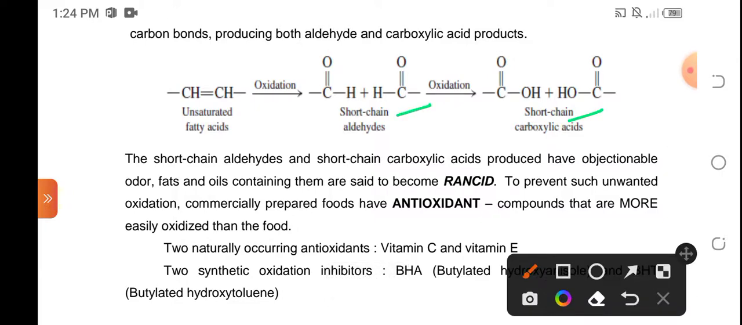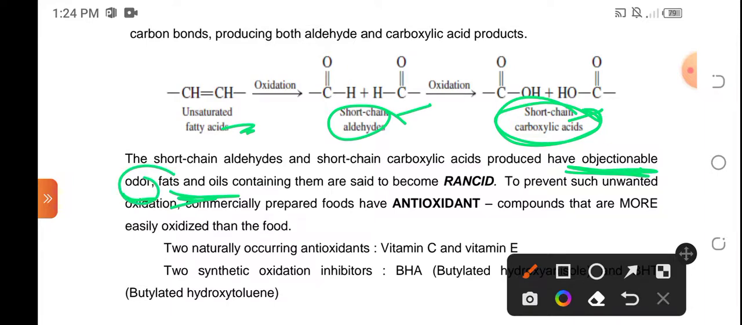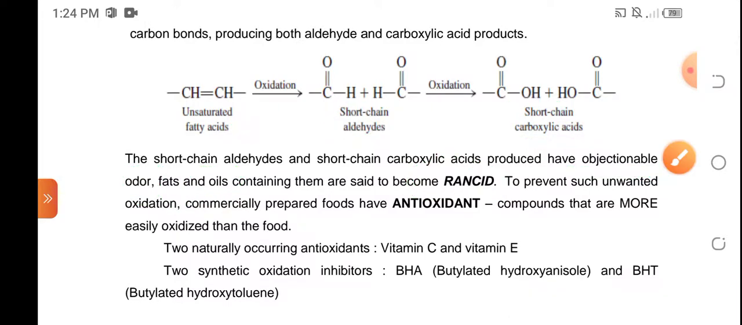And with that oxidation, these short chain aldehydes and short chain carboxylic acids that are the product of oxidation are actually the objectionable odor that could be identified in the fat and oil. At kapag medyo objectionable na, iba na ang amoy ng mga fats and oils, sasabi natin that they are rancid. Maanta sa Tagalog. It's rancid already. So, na-oxidize na siya.